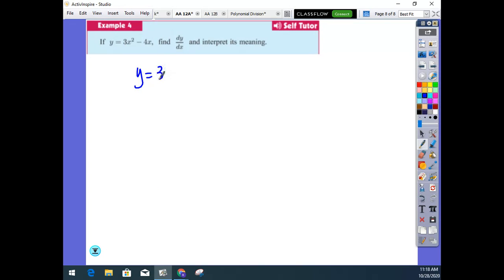So if y is 3x squared minus 4x, dy dx equals, this is just take the derivative, 2 times 3 is 6, x to the first minus 4. Interpret the meaning. So with this equation, this tells me the gradient function of y. This is the gradient function, and then we can use this to find specific slopes of the tangent line all the way through this original function.